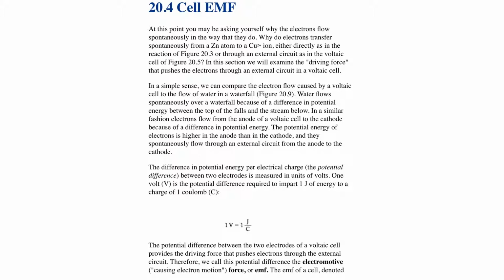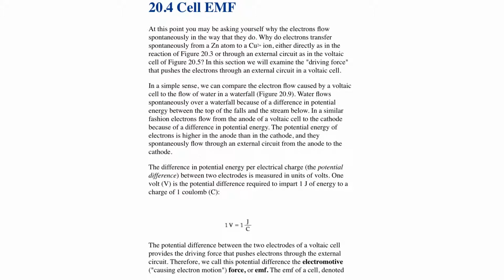In a simple sense, we can compare the electron flow caused by a voltaic cell to the flow of water in a waterfall. Water flows spontaneously over the waterfall because of the difference in potential energy between the top of the falls and the stream below. In a similar fashion, electrons flow from the anode of a voltaic cell to the cathode because of the difference in potential energy. The potential energy of electrons is higher in the anode than it is in the cathode, and they spontaneously flow through an external circuit from the anode to the cathode.